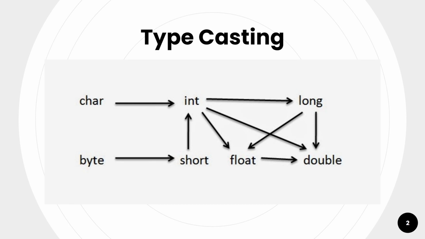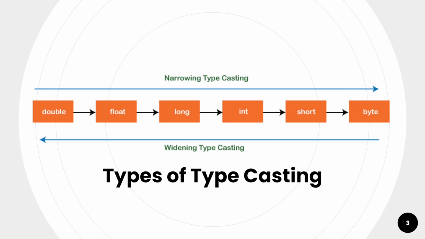In Java, there are 13 types of type conversions. However, in this tutorial, we'll be only focusing on the major two types. Types of typecasting: there are two types of typecasting, widening typecasting and narrowing typecasting. Converting a lower data type into a higher one is called widening typecasting. It is also known as implicit conversion or casting down.